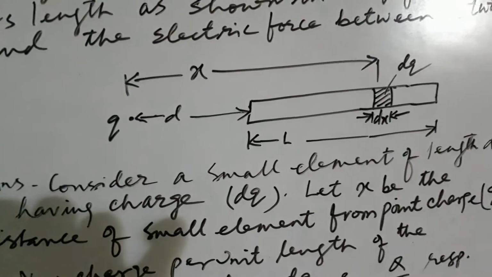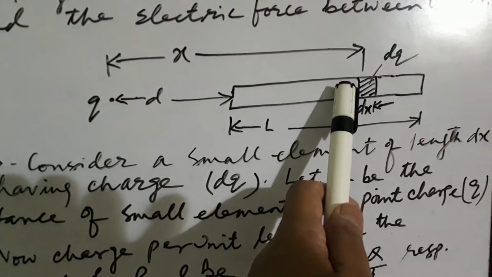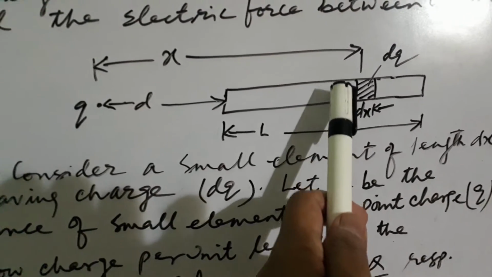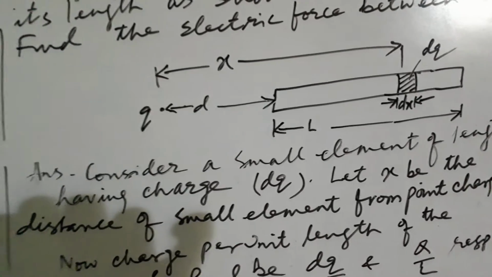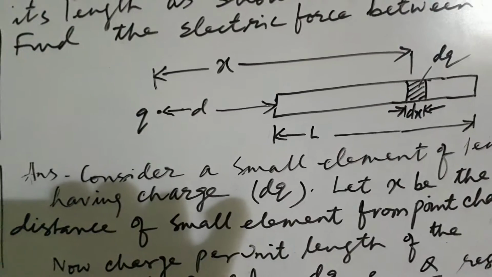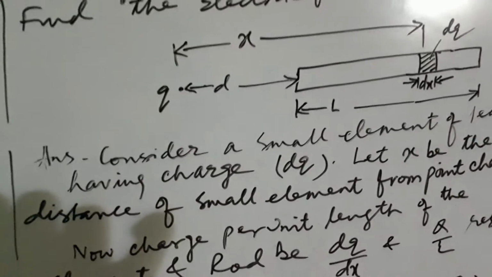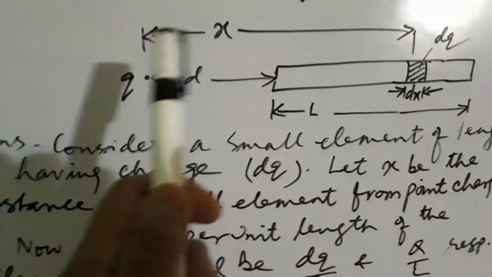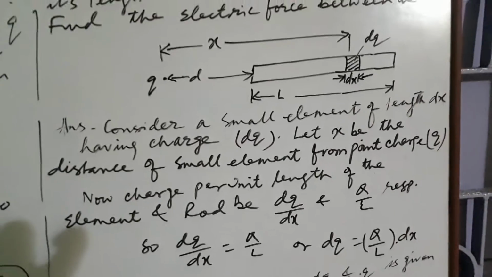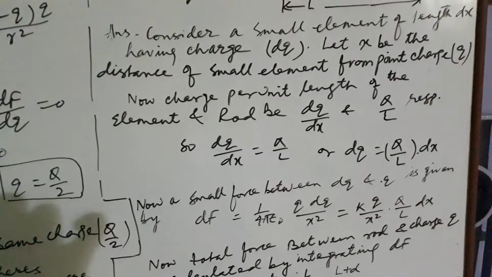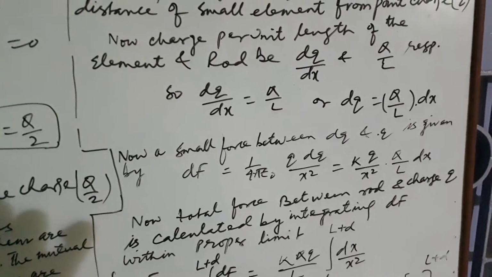To find the force between the rod and small q, we will have to consider a small element of the rod of length dx. Since we cannot find the force directly in this case, first we will consider a small element having charge dq, which is separated at a distance x from charge q. This is the distance between q and the small element. Now there are two charges, small q and dq. We will find the force between these two. Thereafter we will find the net force between the rod and small q.